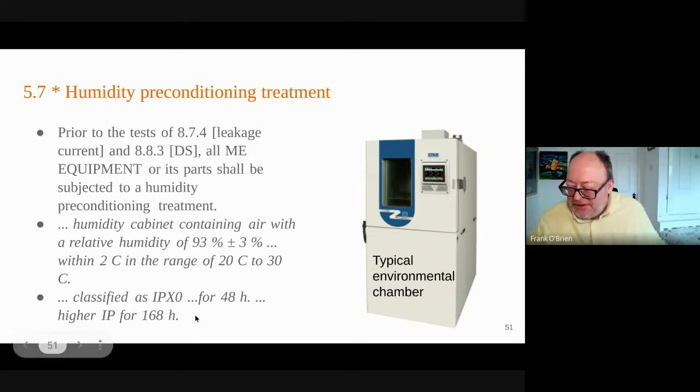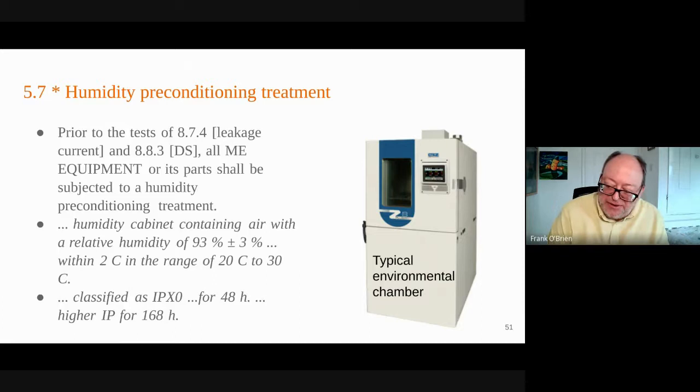If you have the IP, ingress protection, we didn't talk about it. It's going to be when we talk about liquids in the last session tomorrow. There's an IPX0 for nothing, and we do a 2-day humidity test. But if we go into the IPX1, or all the way to 8 immersion ones that drip, we actually end up doing a 7-day test. That's what the standard says. This 93%.